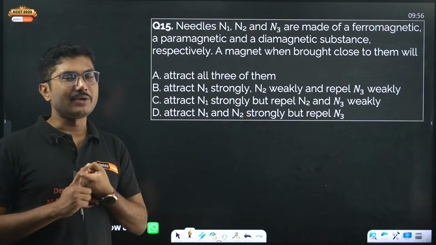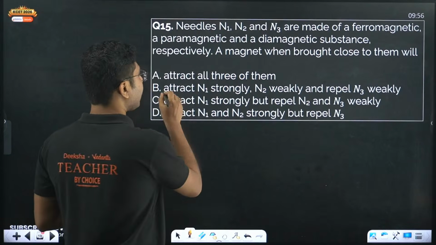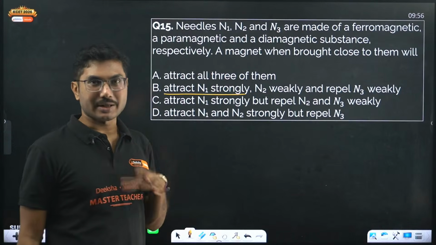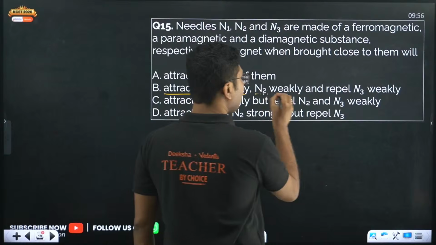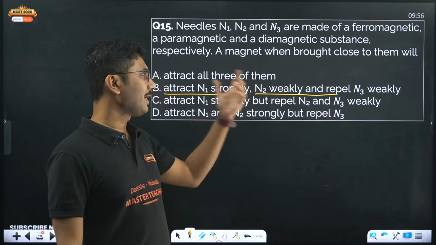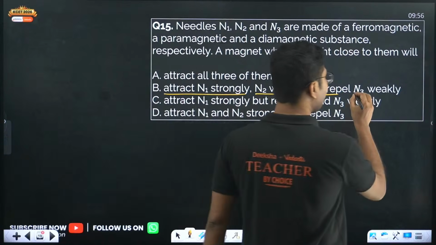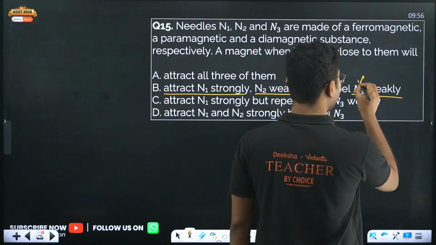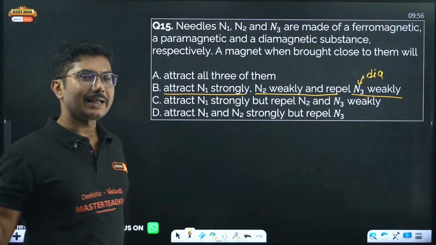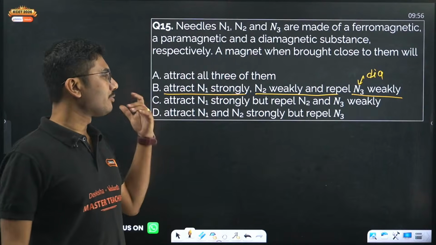So obviously it will attract the ferromagnet strongly. Secondly, the paramagnet will be attracted weakly. Weakly means very poorly. So N2 will be attracted very weakly and it will repel N3 weakly because this is a diamagnet. Now in case they change the order, in that case you have to figure out which one is diamagnet, which one is paramagnet, which one is ferromagnet.